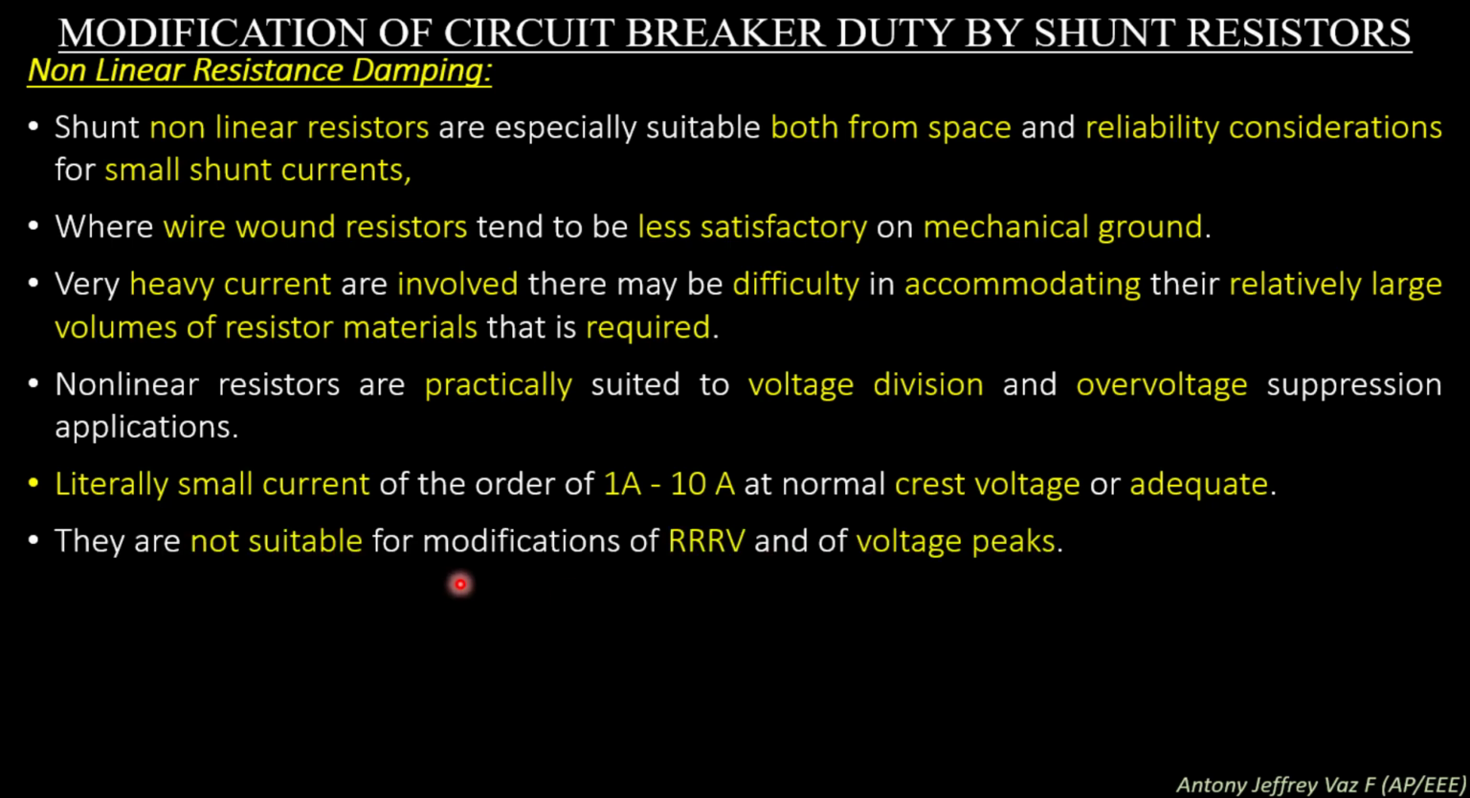They are not suitable for modifying the rate of rise of restriking voltage and voltage peaks. So nonlinear resistance damping is not suitable to modify the rate of restriking voltage and the restriking voltage peaks. It is only useful for voltage division and to suppress the overvoltage which is present due to harmonics as well as the current interruption process. Small currents of the order of 1 ampere to 10 amperes are adequate at crest voltage.